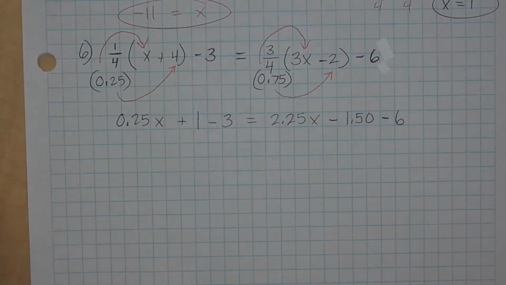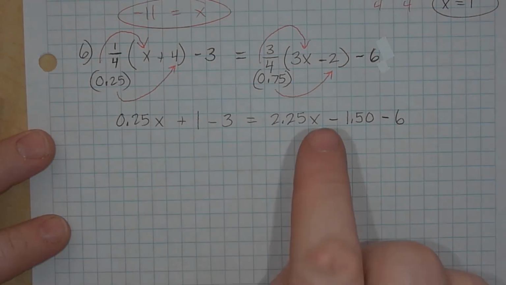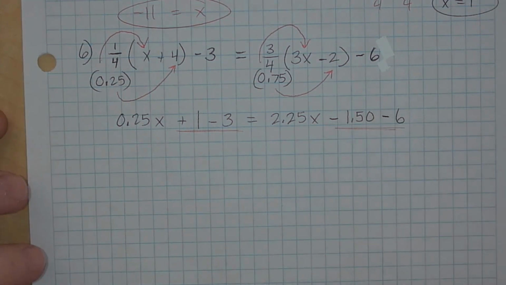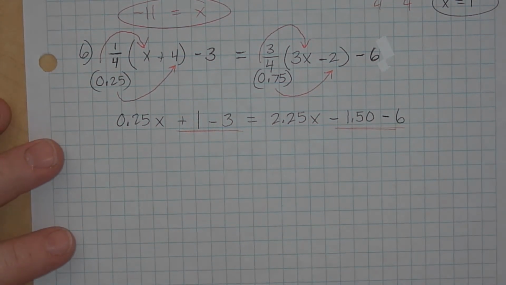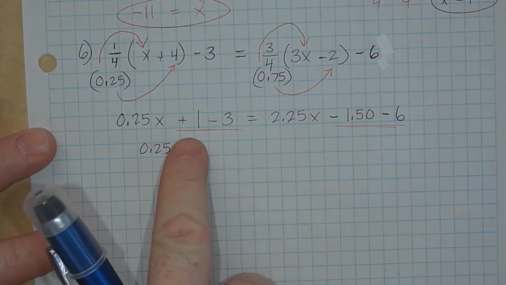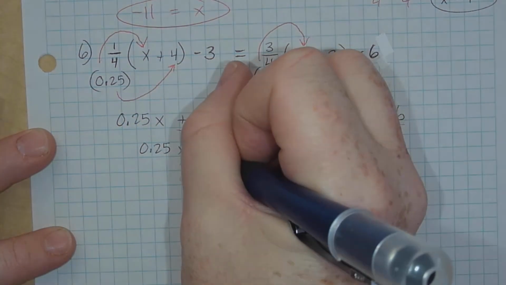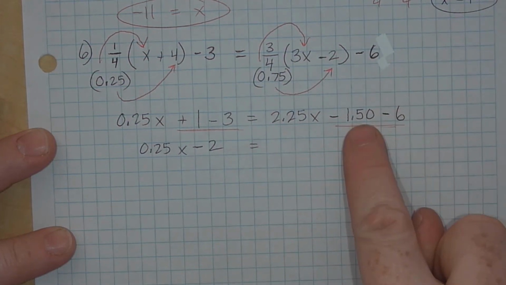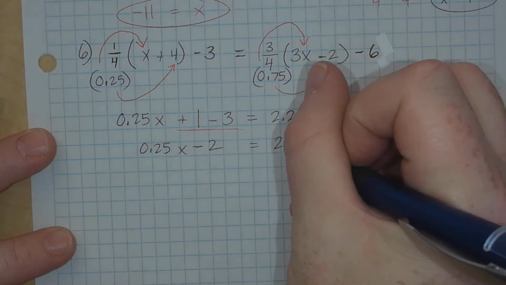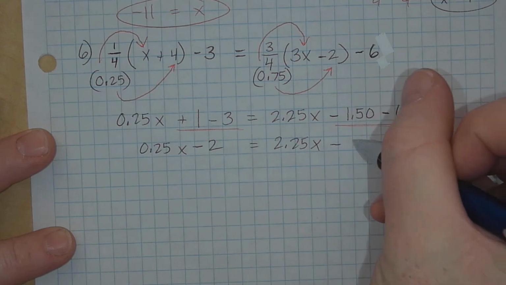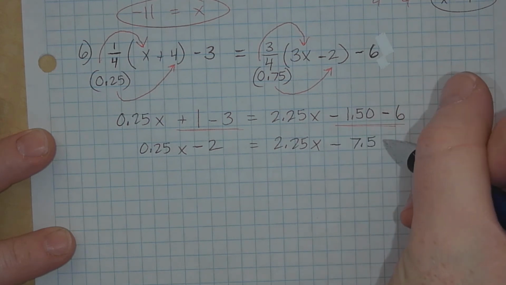minus 6. All right, now we can combine like terms. We're not going to get rid of the variables yet. We still can combine these two here, and we could combine these two here. So let's do that. So 0.25x, 1 minus 3 is going to be minus 2 or negative 2. Negative 1.50 minus 6, so if you subtract from negative, you get a bigger negative. But the 2.25x is going to stay the same, so it's just going to be minus 7.50 or 7.5.